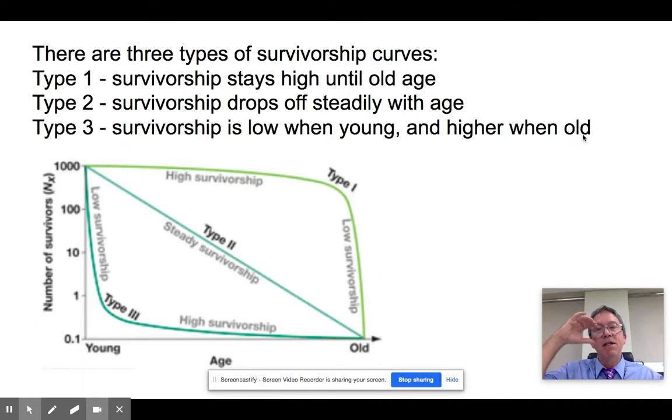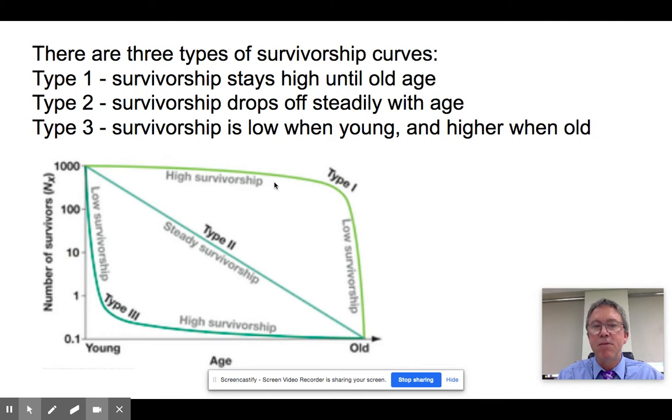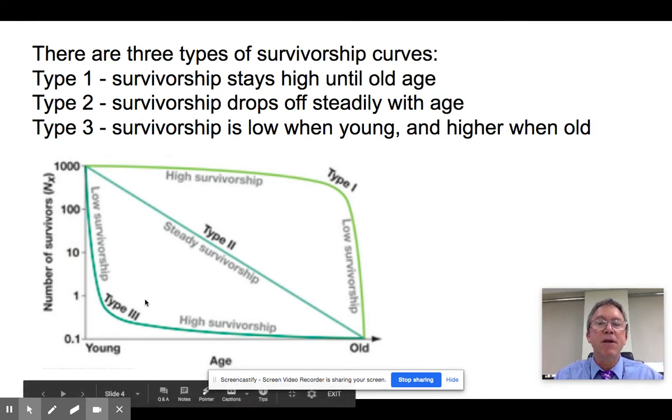So there's basically three types of survivorship curves. There is type 1, which is high survivorship. So we see here that of the 1,000 individuals born, as age goes by, they're still alive as they mature, and their numbers drop off when they get to old age. So they have a very high survivorship initially, and then a low survivorship once they reach an old age, a post-reproductive age.